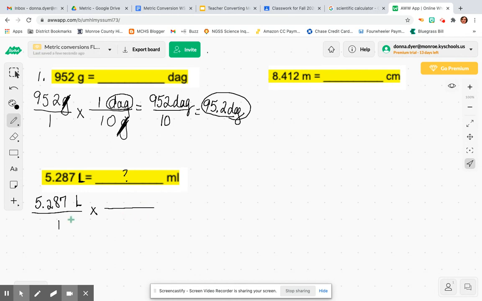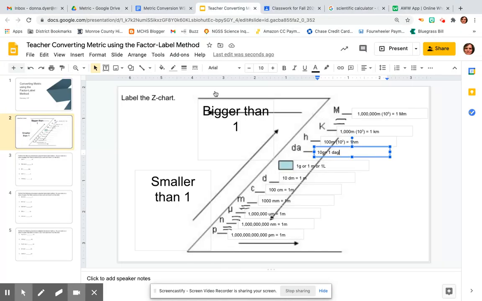I want to cancel out this unit. So where do I put it so it'll cancel out? It goes on the bottom. Okay? Now, what do I want to change it to? This is what I want to change it to, so that's what goes on the top. Okay, so now I've got it set up so that my units will cancel. If you want to go ahead and cancel them out, you can. Okay, but I need a conversion factor that has an L and an ML in it. So let's go see. I'm going to go ahead and make that a big L as well. Let's go see if we can find one that has an L and an ML.